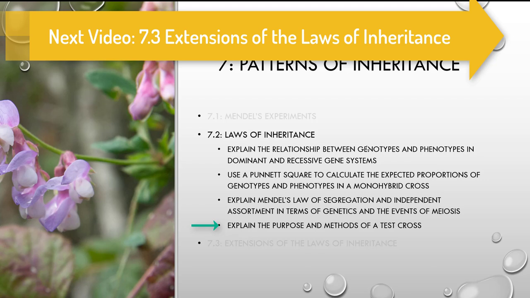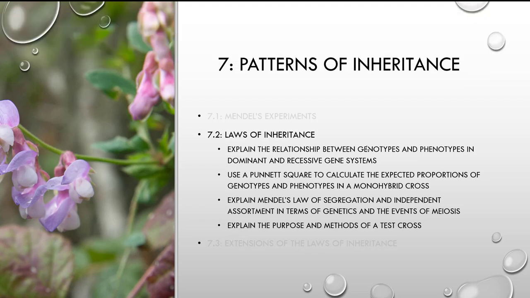So for the final video, we're going to get into 7.3, the extensions of the laws of inheritance. This is going to be a little bit more complicated because we're going to deal with things like multiple alleles and codominance and that polygenic inheritance that was alluded to earlier and things like that. Okay, so we'll get into that in the next video.